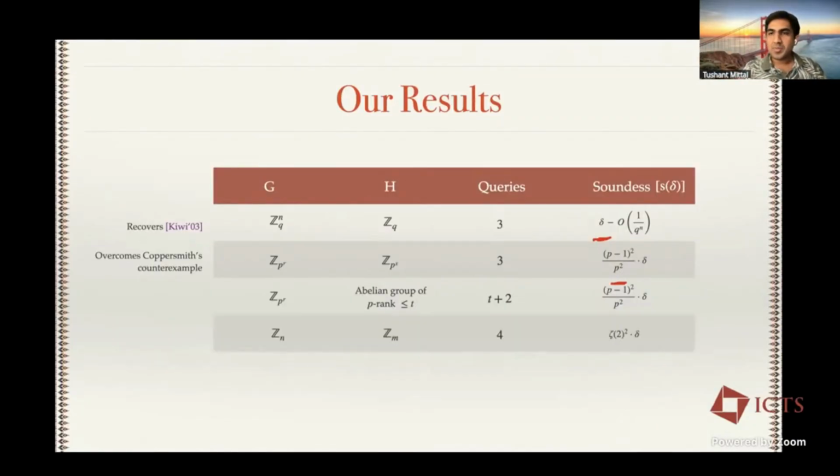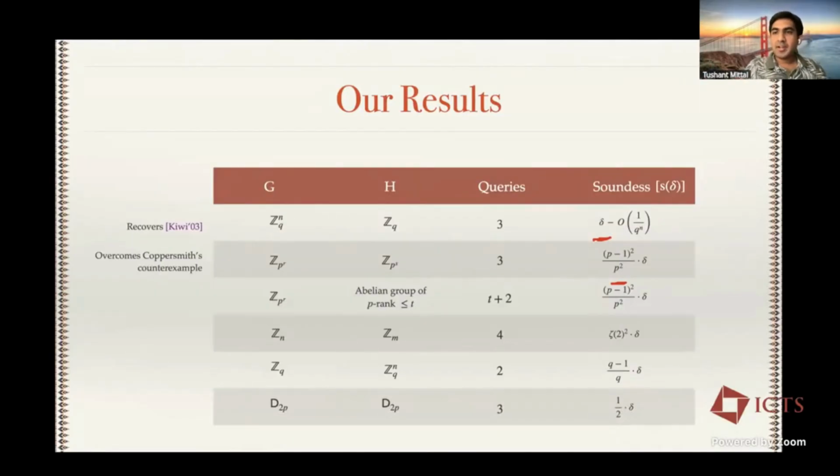And then you can extend it to cyclic groups that are not necessarily prime, of arbitrary order. And in the unbounded rank case, you can get it when the target group is Z_q^n. So it cannot contain arbitrary powers of p.